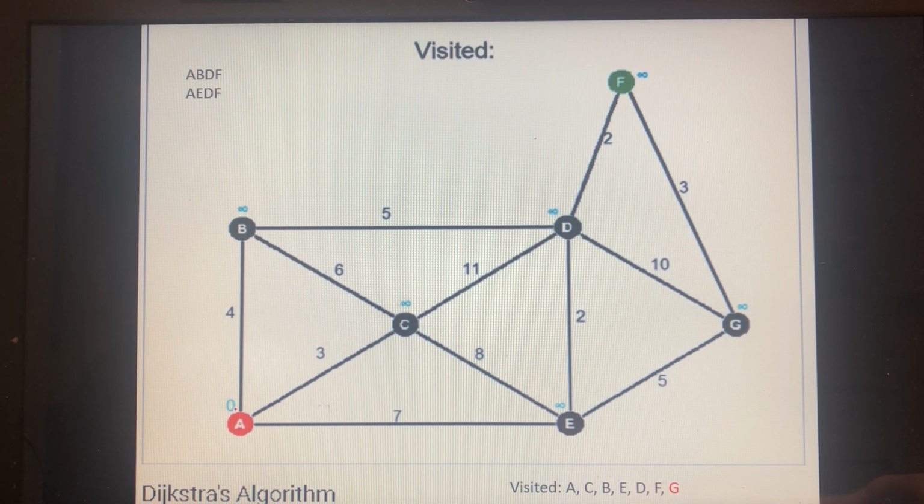Distance to A is 0 at first, because the distance from A to A is just the distance to itself. To B, C, D, E, F, G, it is infinity at first because we don't know the distance yet. So we start from vertex A and we add vertex A to the visited set because we are visiting this vertex. From vertex A we can go to vertex B, C or E. From A to B the distance is 4 because the weight of this edge is 4. To vertex C it is 3. To vertex E it is 7.